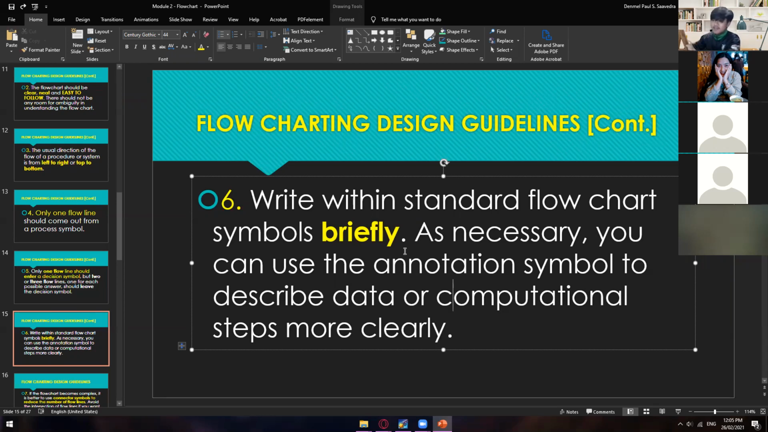Like greater than, less than, equal to, what else? Like for example, in yes, no, just use Y and then N for no. Okay, so in that case, it's much more preferred.